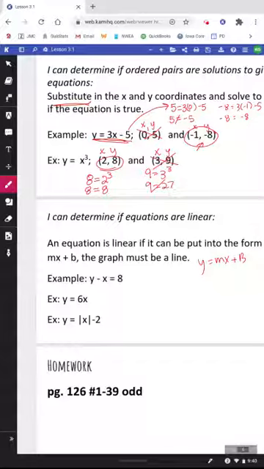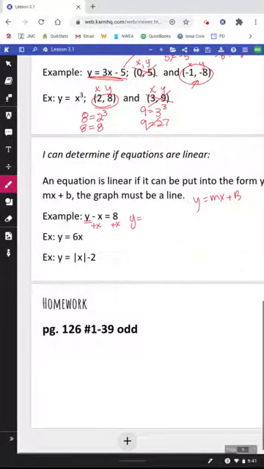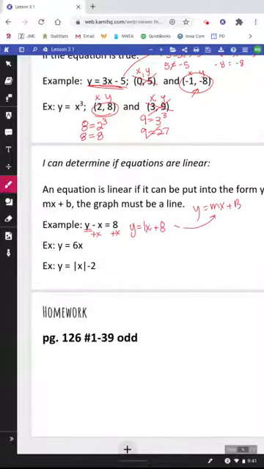So in this equation, I have y minus x equals 8, and in order to get it to linear, I have to get y by itself. So what I would do is add x to both sides, and then write it as y equals 1x plus 8. And so that looks like this form up here. So yes, this is linear.